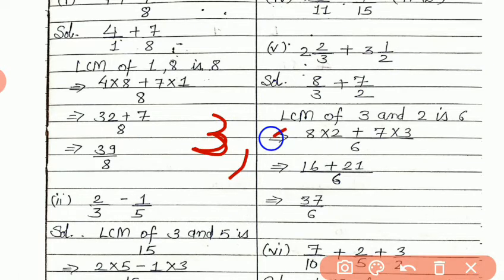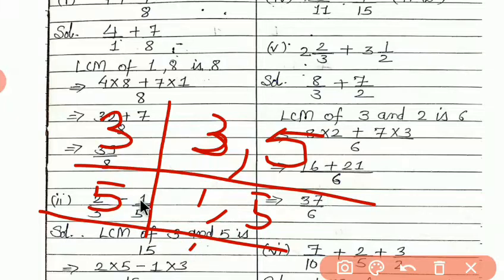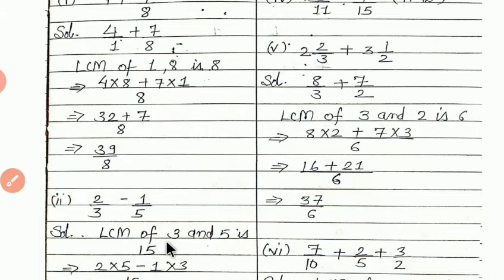First we'll take the LCM of 3 and 5. 3 ones are 3 and 5 as it is. Now we'll take 5. 5 ones are 5. So LCM will be, we will multiply this 2. 5 3s are 15. So LCM of 3 and 5 is 15.